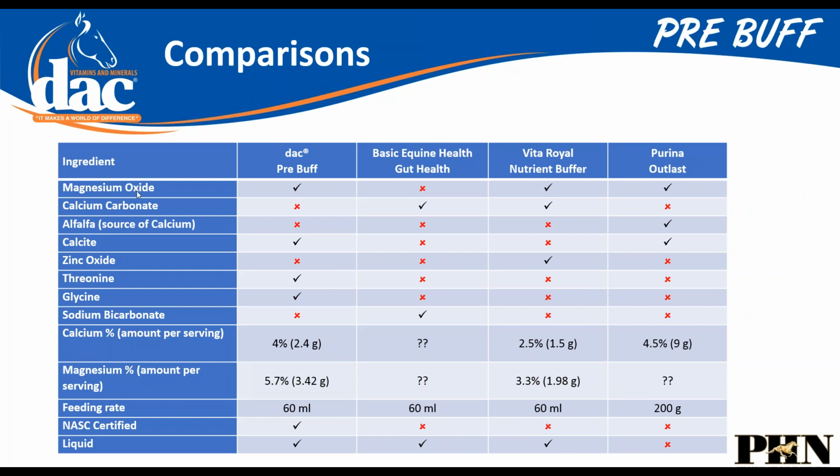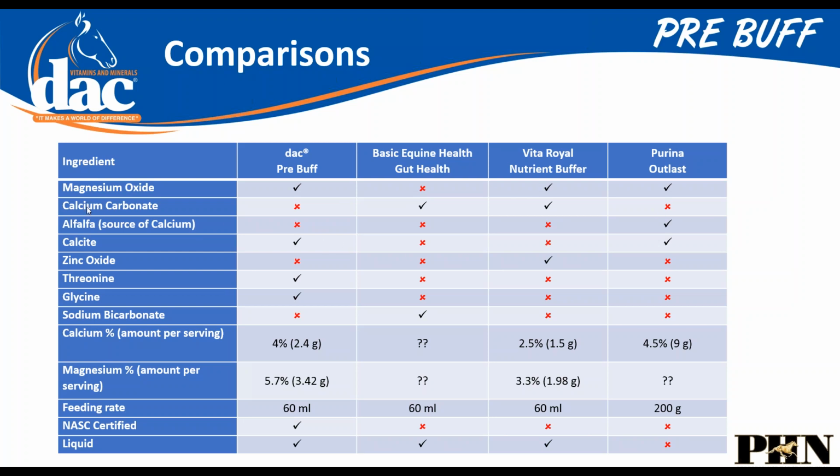Well, if we look at magnesium oxide, which was the first ingredient on the guaranteed analysis based on order of inclusion, being a significant buffer. We have magnesium oxide in the pre-buff. It is not in the gut health product. Anyone who's seen that, it's a blue-like product. And Magox is in the nutrient buffer, and it is in the Outlast.